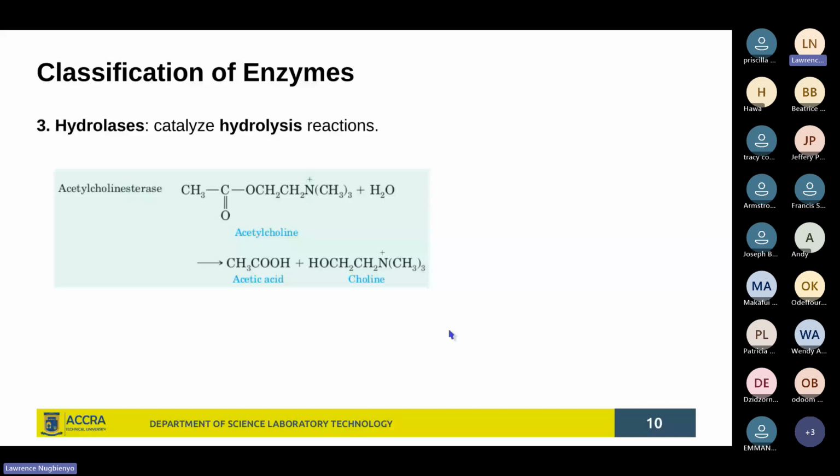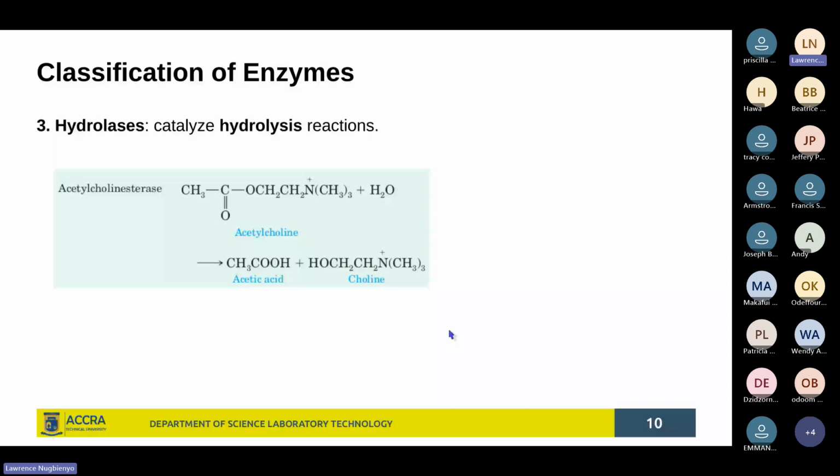Then we looked at the hydrolases. As the name suggests to you, they catalyze hydrolysis reactions. I mean, reactions that are the breakdown of a molecule into two or more new molecules by a hydrolytic reaction. That is by the action of water in that reaction.